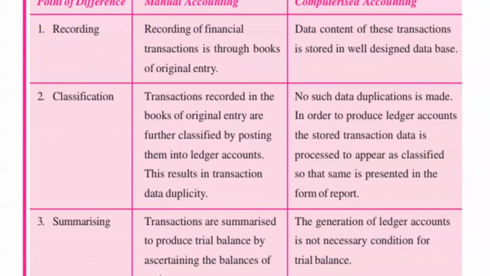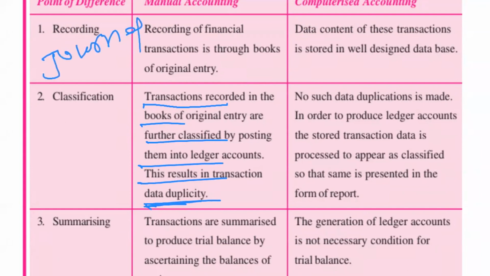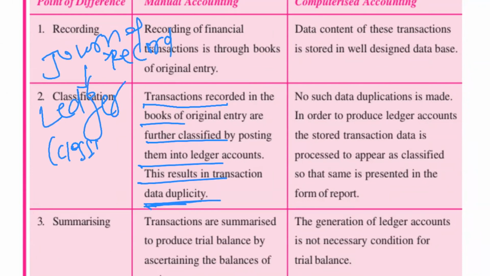Then for the classification stage, under manual accounting system, the transactions recorded in the books of original entry are classified by posting them into ledger accounts. This results in transaction data duplication. Means what? First you record the transactions in journal. After journal, you prepare ledger. In journal, you record various transactions. In ledger, you classify the transactions. Classification means in ledger you open various accounts.